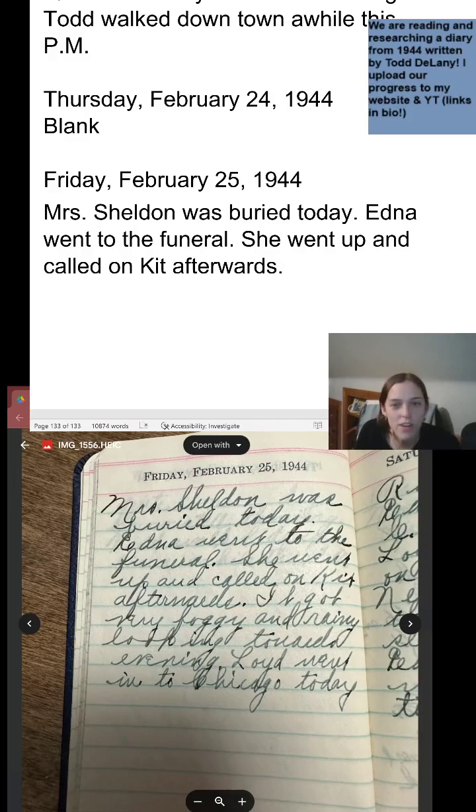Okay, so she went up and called on Kit afterwards. Where did I leave off? It got very foggy and rainy looking.